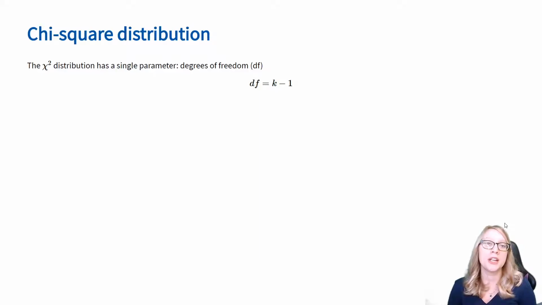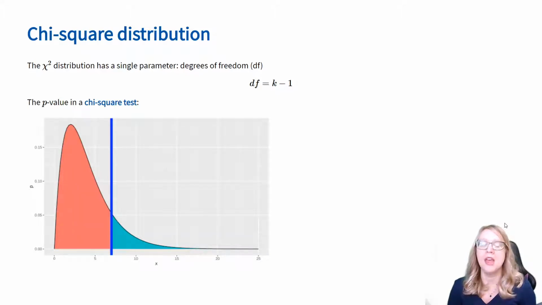Now there's one parameter here that helps us describe the chi-square distribution, and that's the degrees of freedom. Here that is the number of categories K minus 1. So that tells us what values we should expect to see. Now, in a chi-square test, what's going to be more unusual? Well, the farther our observed and expected values are away from each other, the bigger that chi-square test statistic is going to be. So values that suggest there's no relationship between these variables are going to be in this greater than region.